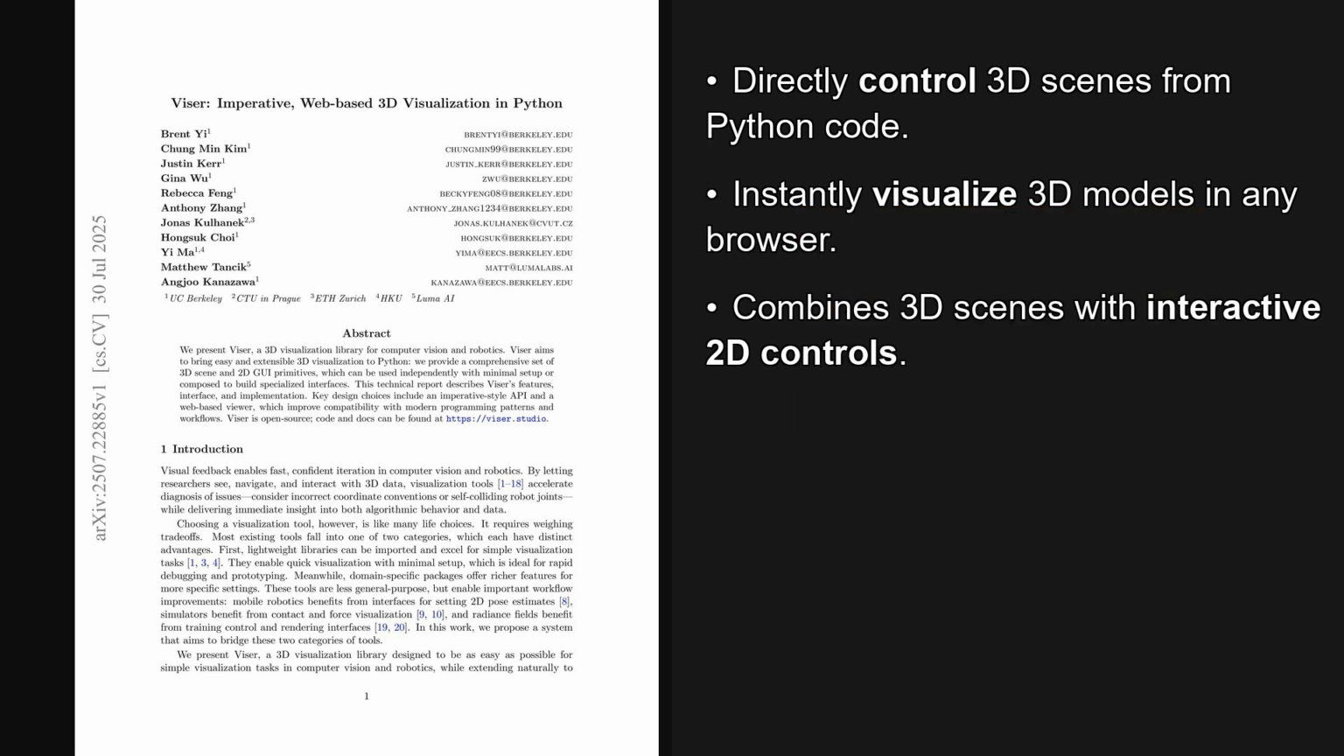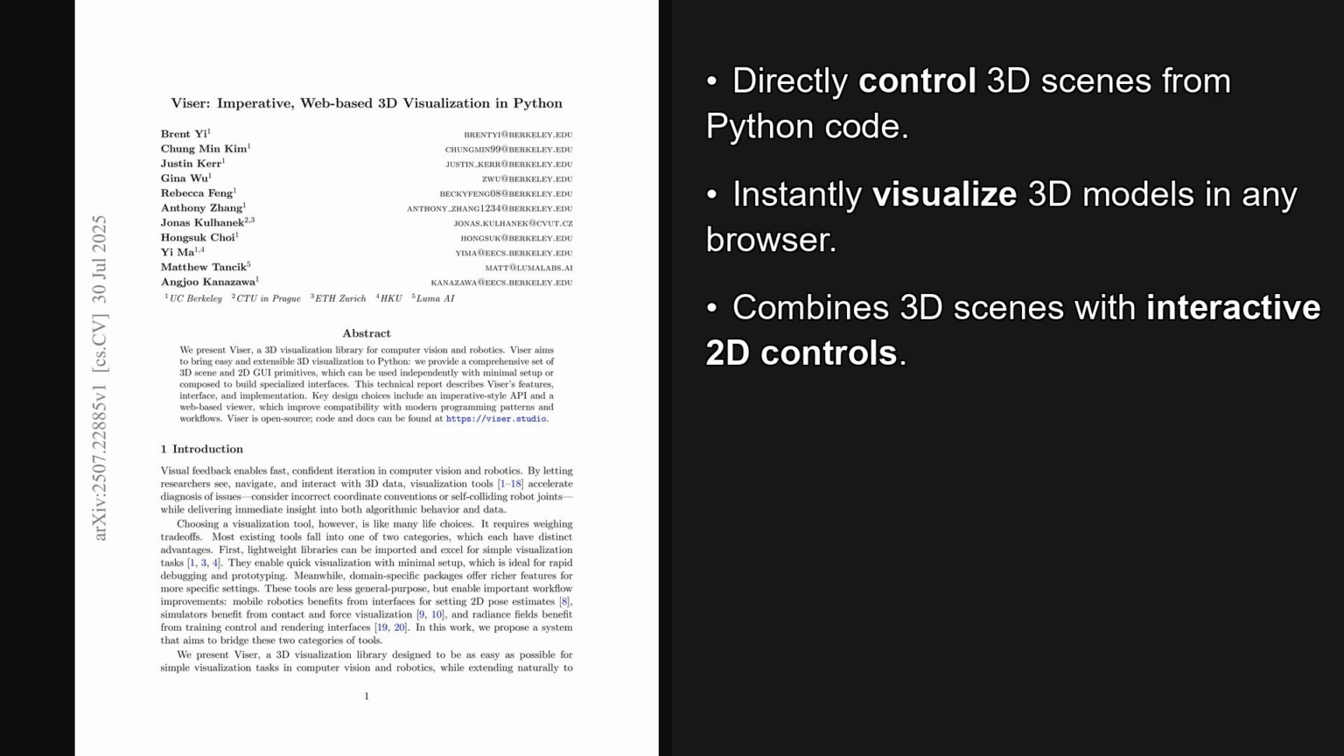I'm Alex. Today we're looking at a paper trending on X, published on July 30th, 2025, just 2 days ago. This paper introduces a new Python library designed to make 3D visualization for computer vision and robotics much more accessible.